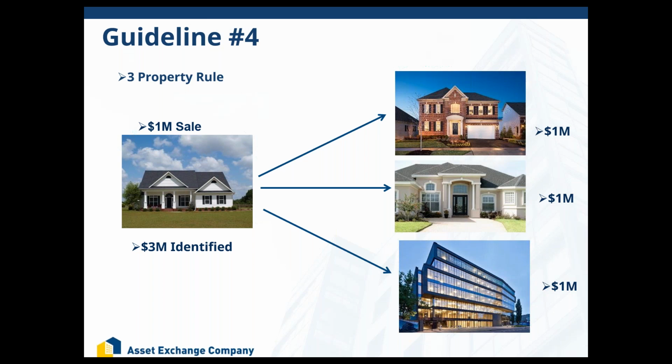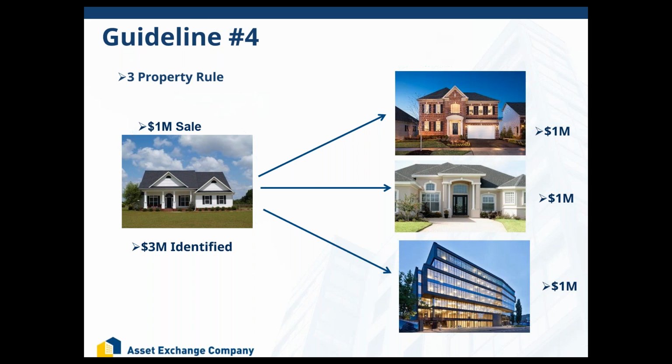Now we could be buying each one of those properties for $10 million each, for a total of $30 million in identification. Again, it doesn't matter. As long as it's three properties or less, the purchase prices can be any dollar amount. But what does matter, and I'll say it again, is that if you identify three properties, you better make sure you're going to be able to purchase at least one of those properties. So what's the best way to lock up a property? Well, it's to put one of them under contract.